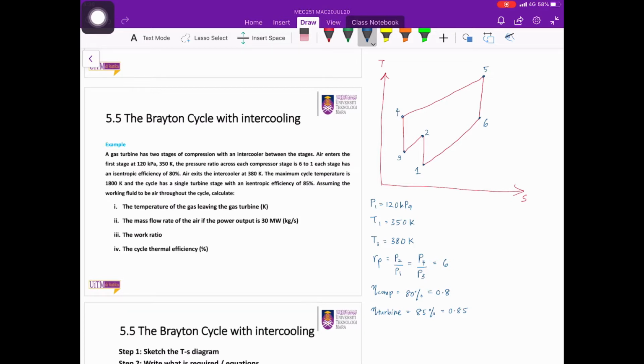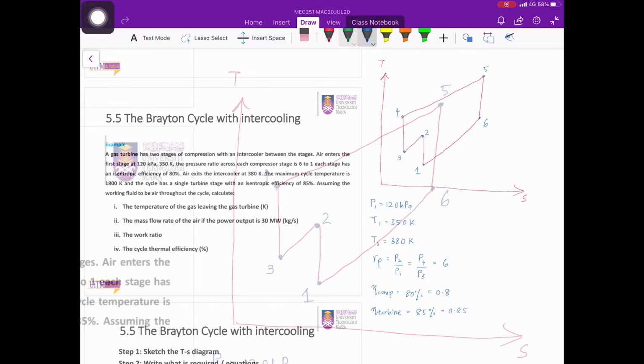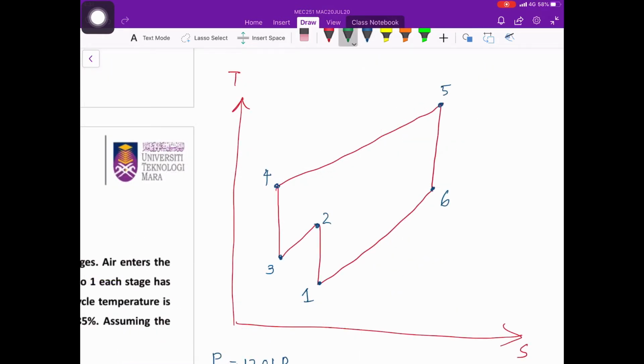We are going to have the pressure and temperature for state 1, the temperature at state 3, the pressure ratio is also given to us, and the isentropic efficiency for the compressor and the turbine. Note that process 1 to 2 and 3 to 4 will consume work. For the intercooling process, a portion of heat will be removed.